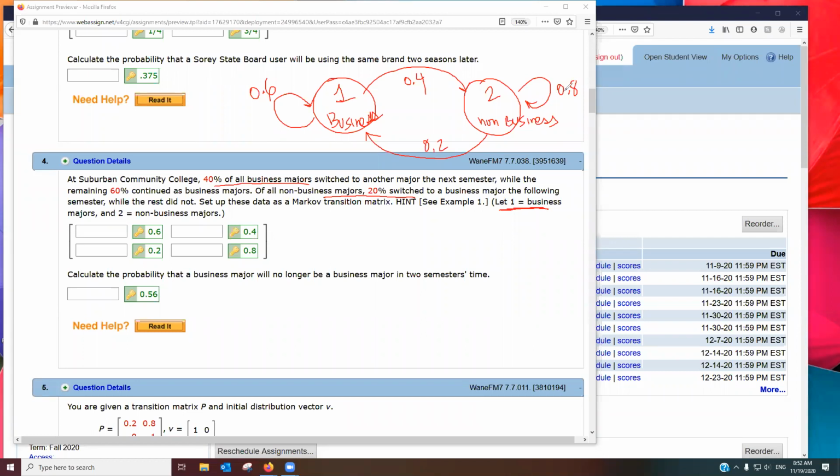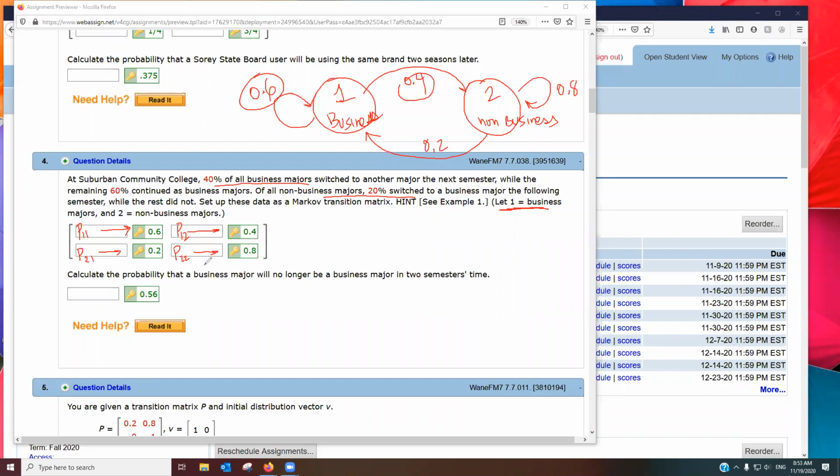All right, so let's write this out. This is P11. That's the probability that the person stayed as business. That's 0.6. P12 is the probability that someone switched. That's 0.4. And P21 is the probability that someone went from non-business to business. That's 0.2. And finally, 0.8 is the probability that someone was non-business and stayed.